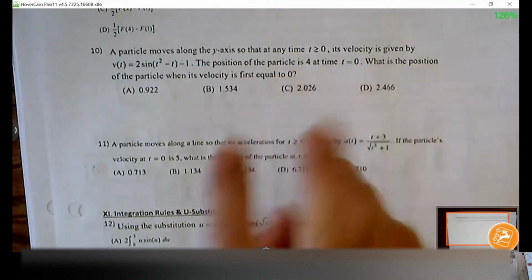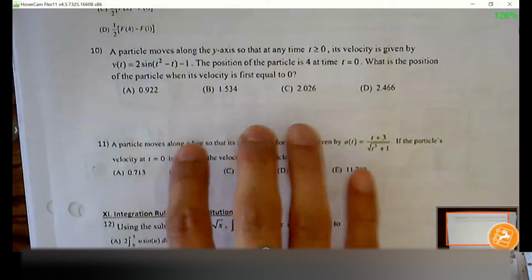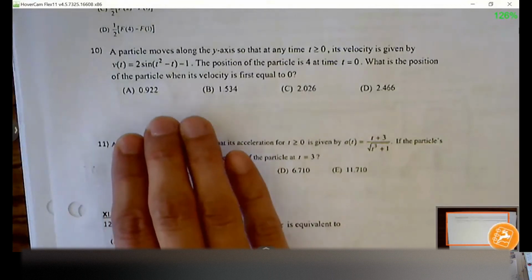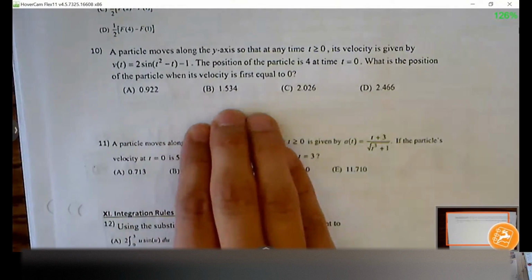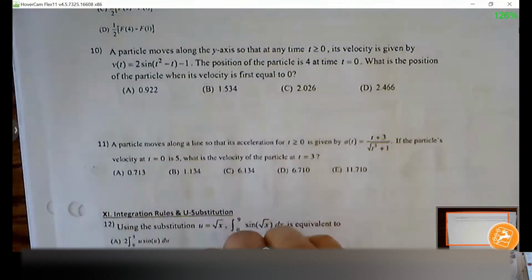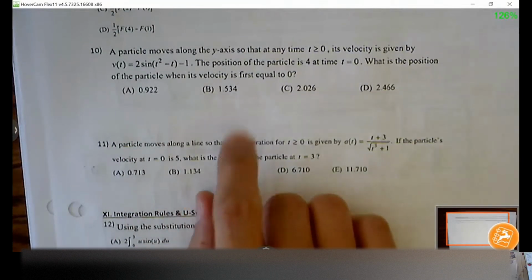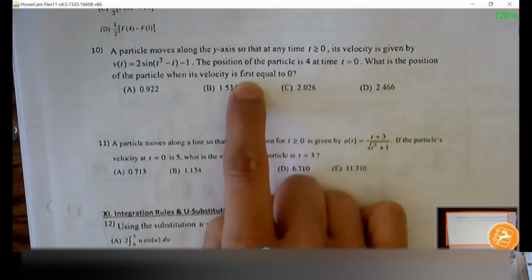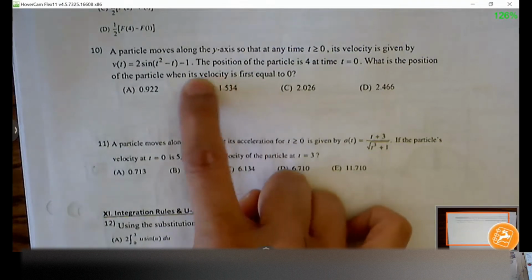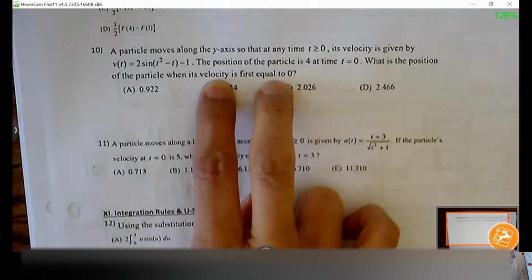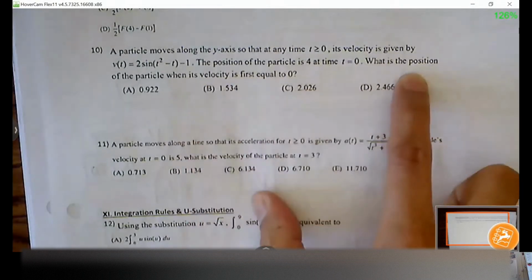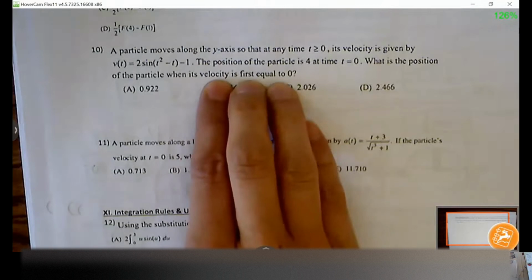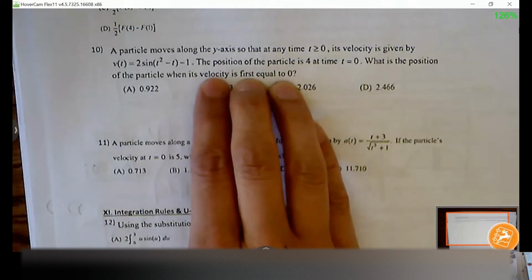So this is definitely a variation of the formula that we talked about with number 8. Final position is equal to initial position plus displacement of the velocity. But they don't tell us explicitly where that position is. So we actually have to set velocity equal to 0 and figure out that t value for our b.